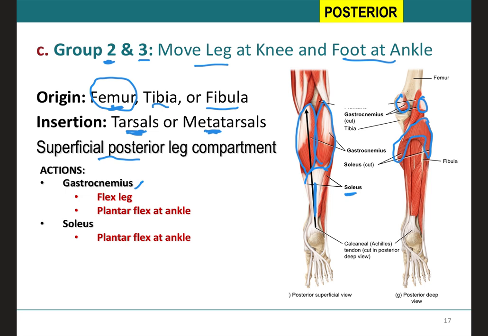Now notice how the gastrocnemius crosses the knee joint, but the soleus does not. Right over here, that's where it originates. But both of them will cross the ankle joint. Therefore, both of them, once they pull up in this direction, they will bring your foot up and cause plantar flexion at the ankle. However, because the gastrocnemius crosses the knee joint, once it pulls it up, it will also flex the leg at the knee.